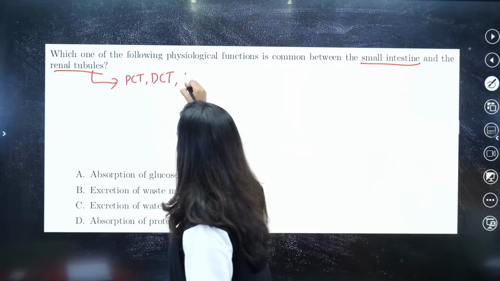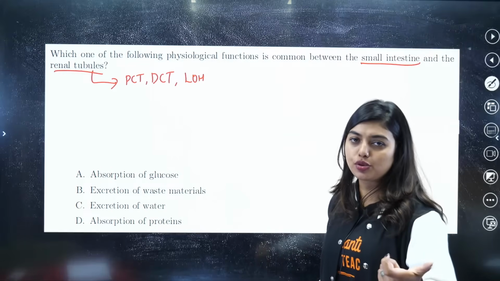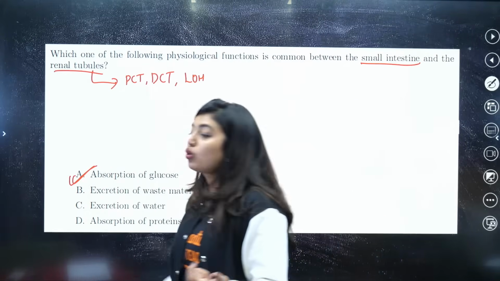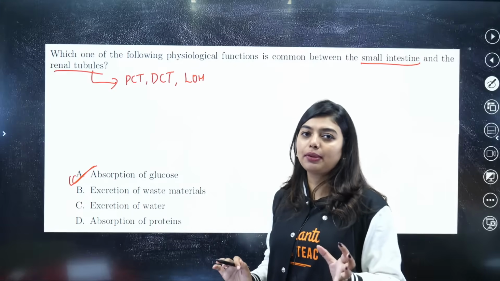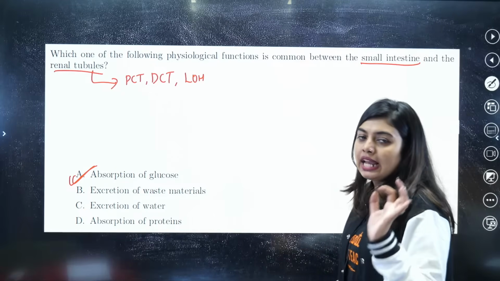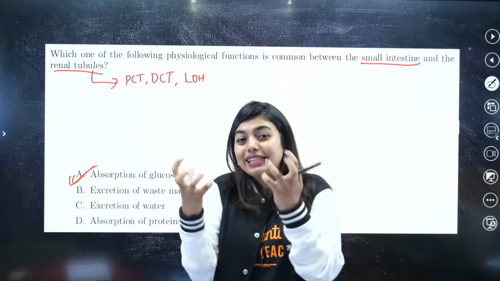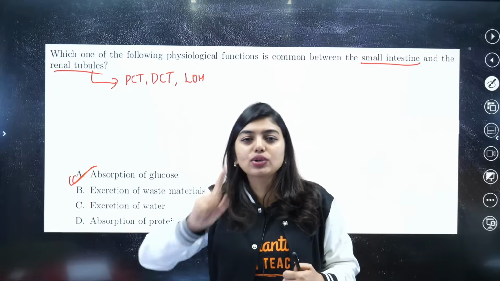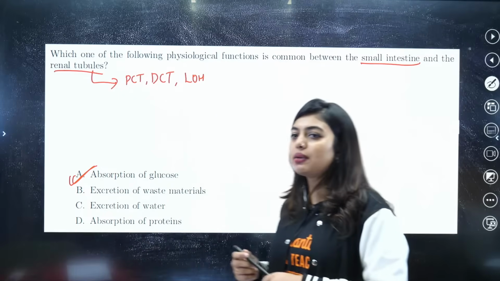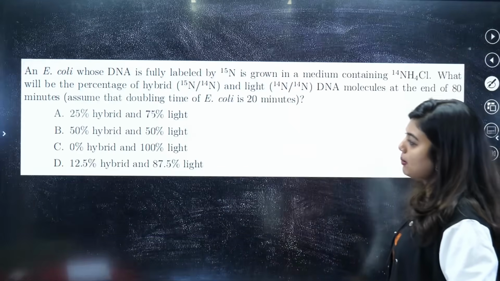Okay, loop of Henle. So both of them, small intestine and renal tubules, will help in the absorption of glucose. Absorption is happening even in renal tubules, even in small intestine. After all the digestion in the stomach, it will go to the small intestine. There absorption will happen. Whatever useless this fellow has thrown, small intestine will take it back. So the answer will be absorption of glucose. Good job, some of you told the answer.